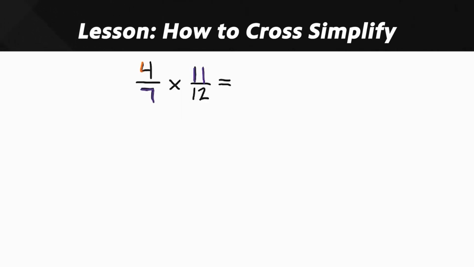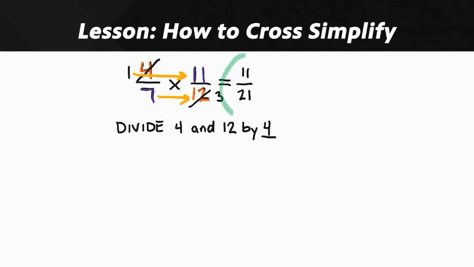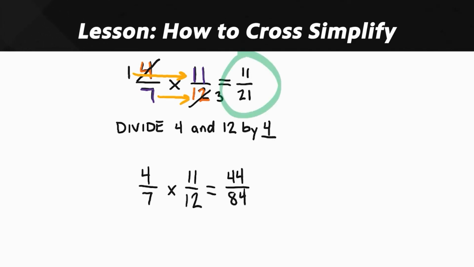For this one, we can look at the diagonal pairs and see that 4 and 12 can be simplified because I can divide each of those numbers by 4. So I'll turn the 4 into a 1 and the 12 into a 3. I can't simplify the other diagonal pair because they don't have a common factor besides 1. So now if I multiply straight across, I'll get 1 times 11, which is 11, and 7 times 3, which is 21. If I'd multiplied straight across without cross-simplifying, I'd have gotten 44 over 84, which I'd then have to simplify. So are you seeing how helpful cross-simplifying is?